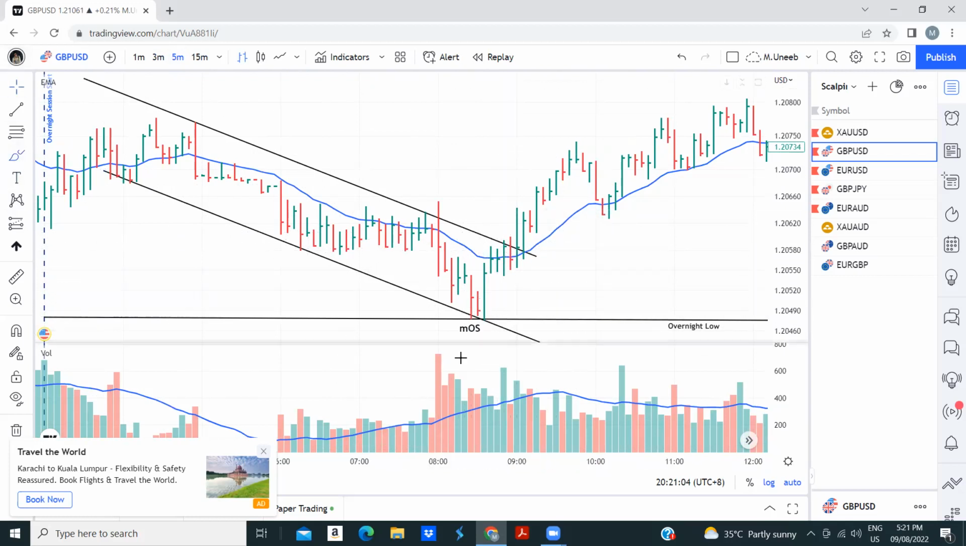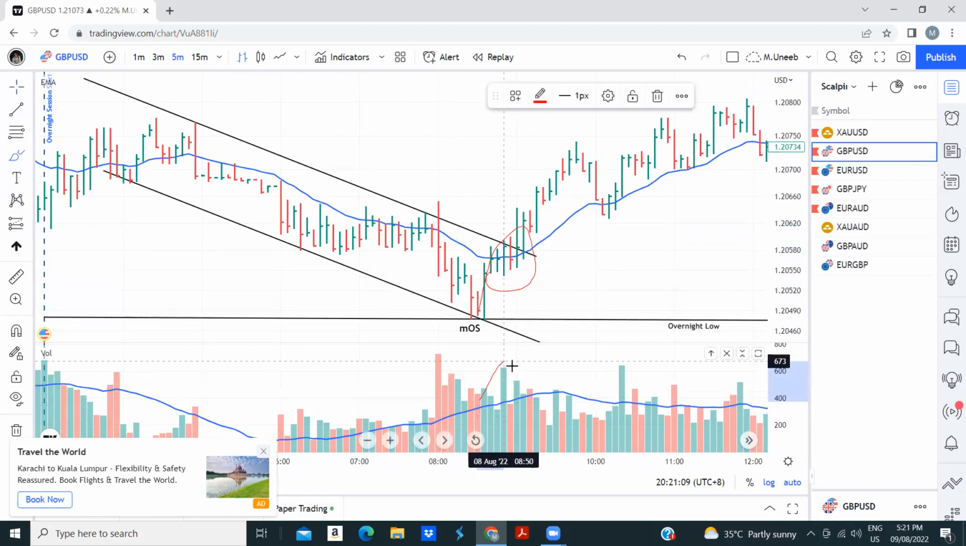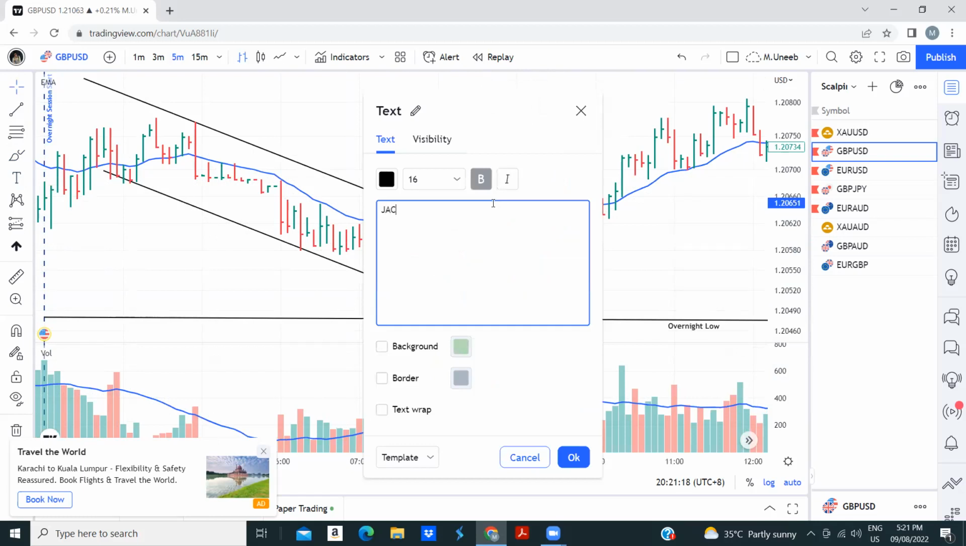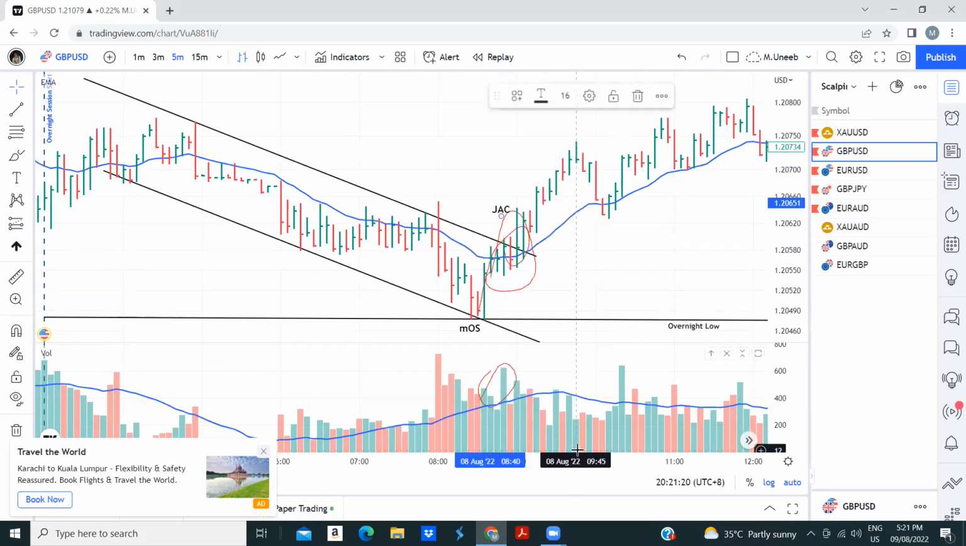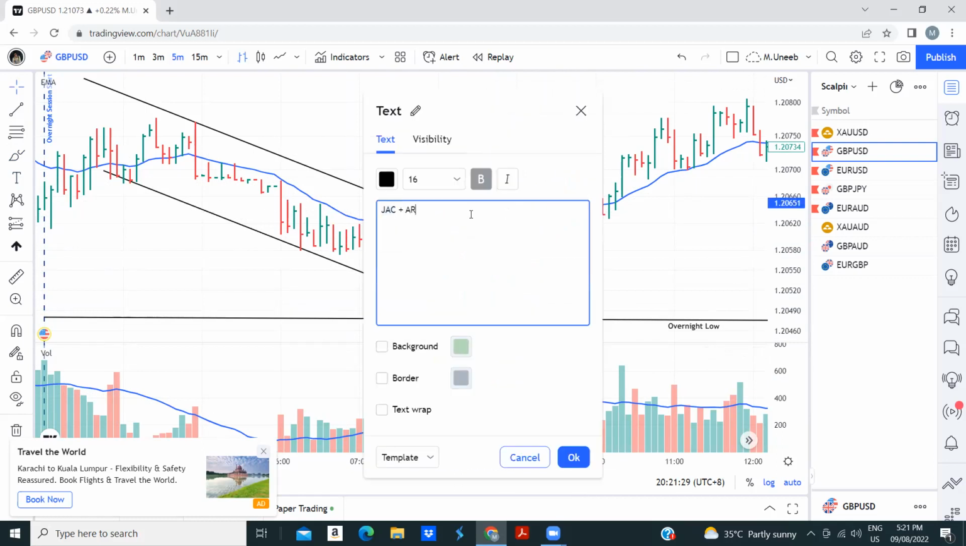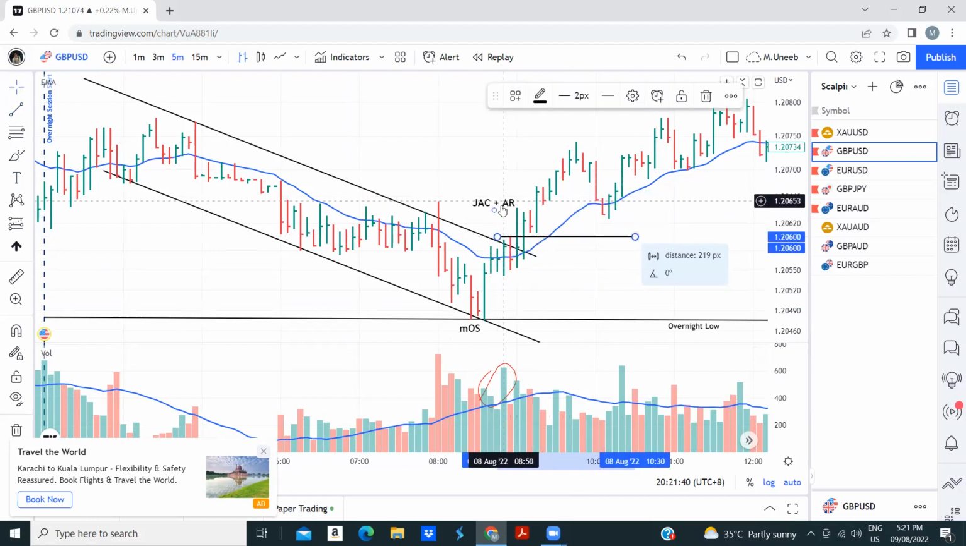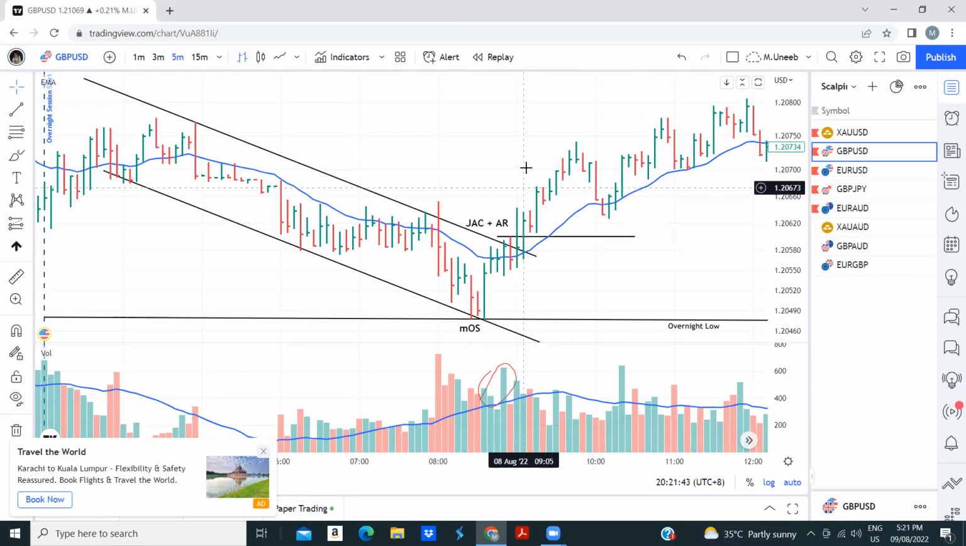And you can see the volume here. As the price goes to the upside, what's happening to the volume? Increasing, spread increasing. So what is this move? JAC. Okay, wait, hold on. This is JAC, and this JAC is also AR, right? JAC plus AR. We probe through the channel here.